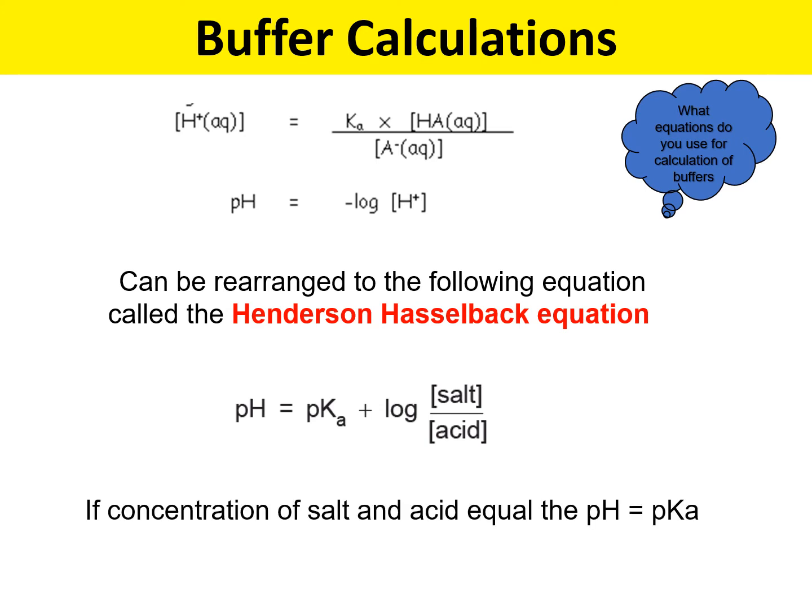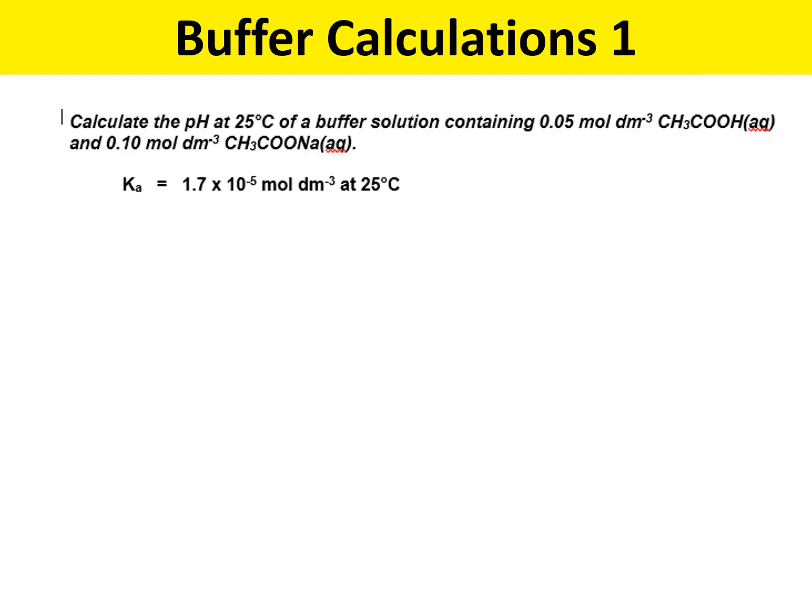If the concentration of a salt and an acid are equal, if you look at the Henderson-Hasselbalch equation, you can see that the pH will equal the pKa because the log of 1 is 0. This is the first and easiest of the calculations.